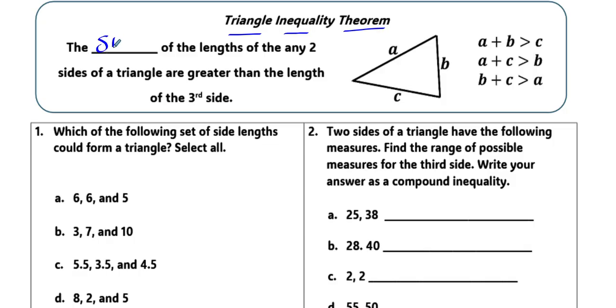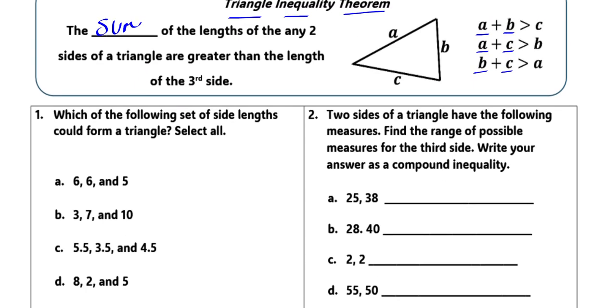So, it's the sum of the lengths of any two sides of a triangle, and they are greater than the length of the third side. That's what all of these inequalities are showing. A plus B has to be bigger than C, A plus C has to be bigger than B, and B plus C has to be bigger than A. Any combination we use has to be bigger than the third side. That is just simply to form a triangle.